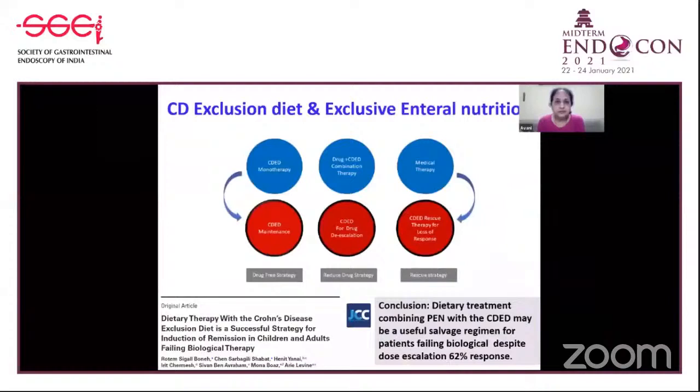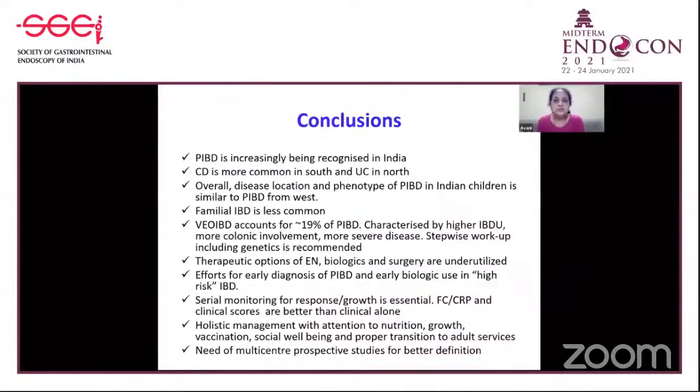Therefore, it's very relevant that we start thinking about it and start using either the Crohn's disease exclusion diet or exclusive enteral nutrition in combination, either as a monotherapy or for drug de-escalation therapy. And it has also been found to be useful in patients who are becoming refractory to biologics as a salvage treatment. And this has been shown to be successful in about 60% of the patients.